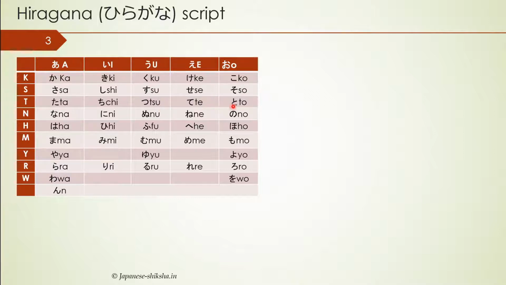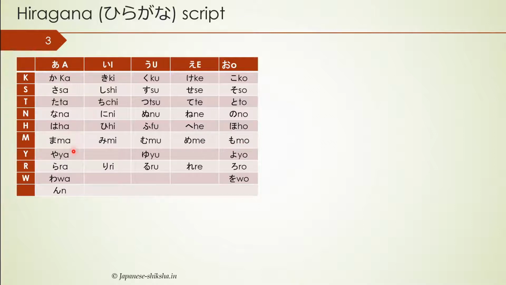Then Te, To. Na, Ni, Nu, Ne, No. H and A, Ha. Ha, Hi, Fu. There's a difference here. It becomes Fu here, not Hu. Then He, Ho. M and A, Ma, Mi, Mu, Me, Mo.